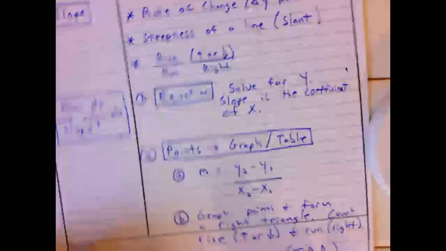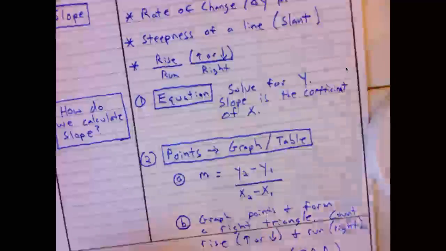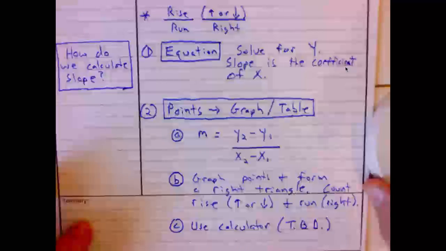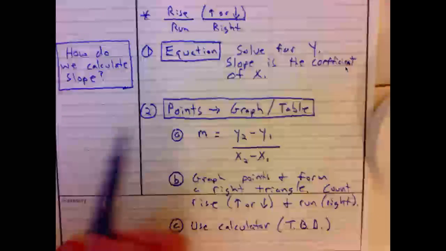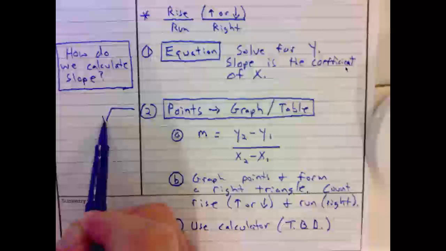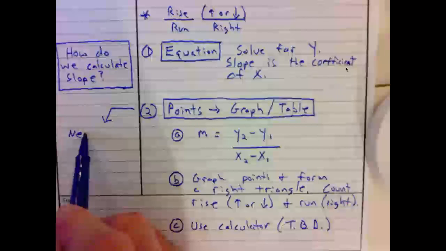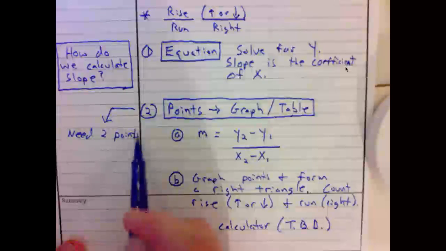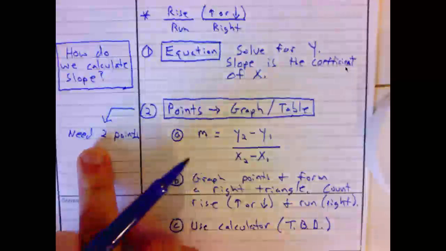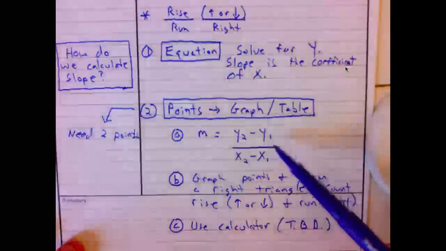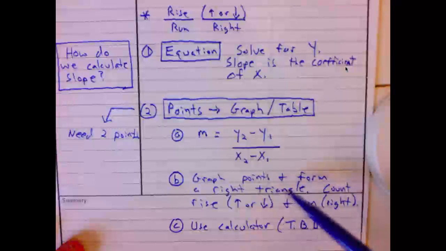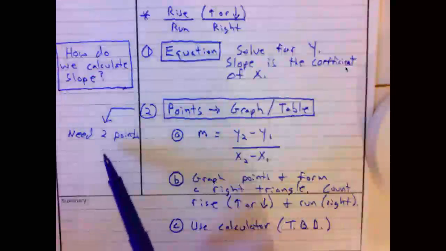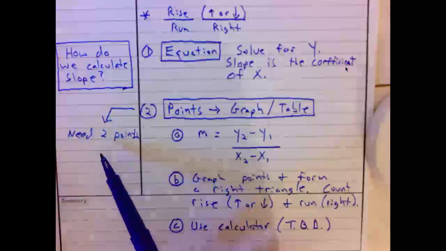In all of these methods that involve points, we need 2 points. A line is defined by 2 points, and we need 2 points to operate this slope formula, to graph and form a right triangle, or to use the calculator. In our linear situation, we need 2 points to define a line.